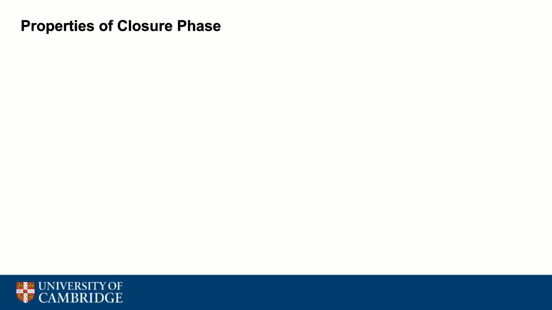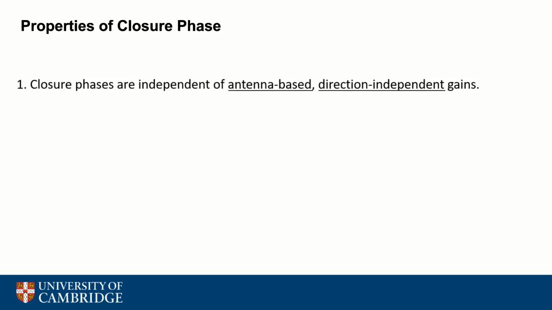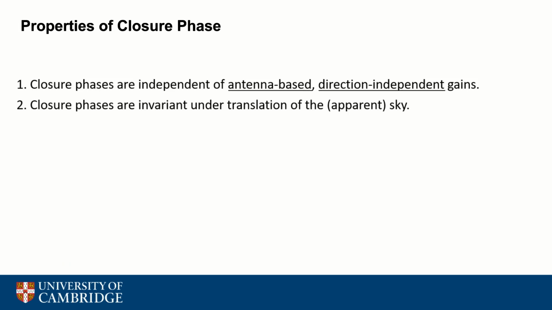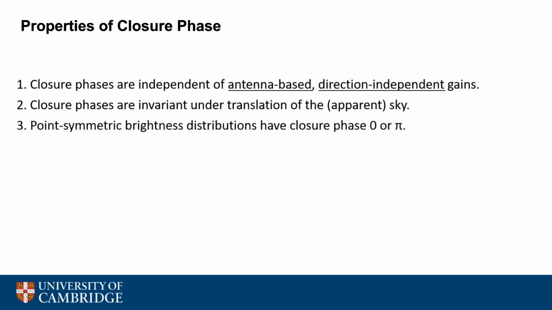Closure phases have some very interesting properties. Firstly, closure phases are independent of antenna-based direction-independent gains. That is what we showed on the previous slide. Secondly, closure phases are invariant on the translation of the apparent sky. That can be shown using property 1. So adding a gain phase to one of the antennas doesn't change the closure phase, but it is equivalent to tilting the aperture plane or shifting the sky. So the closure phase does not depend on that.